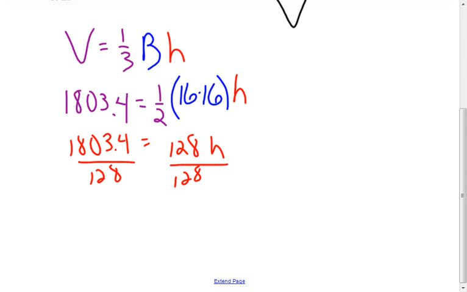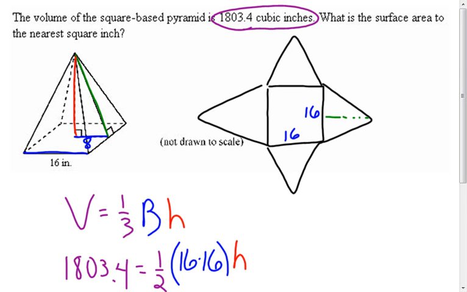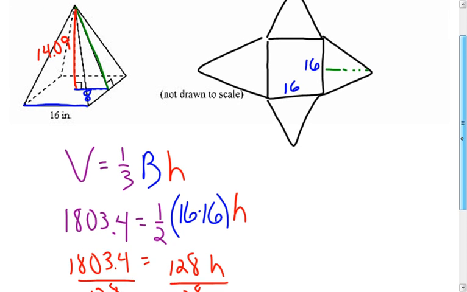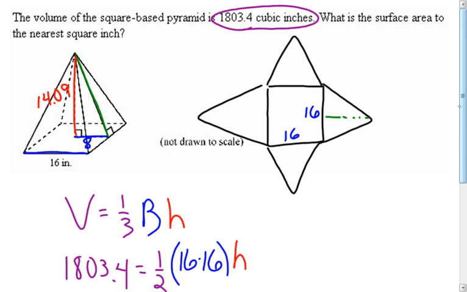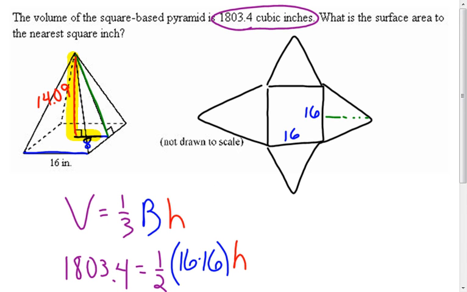I end up with the height of this pyramid being approximately 14.09. Now I have the decimal on my calculator, 14.0890625 and so on. I'm going to keep that there and continue to use that. Did I say 08 or 09? 09, good. Alright, so now I know that. And now I can use this triangle, remember, in the Pythagorean theorem to find the length of the green, which is the slant height.